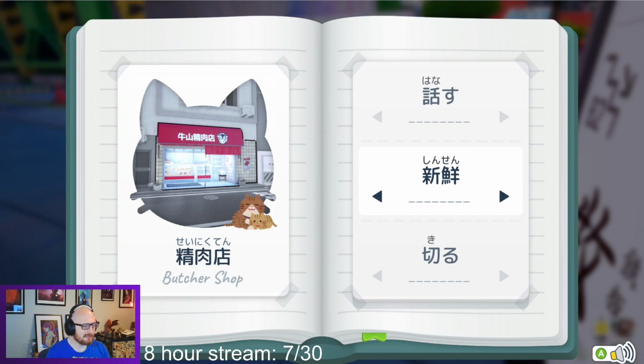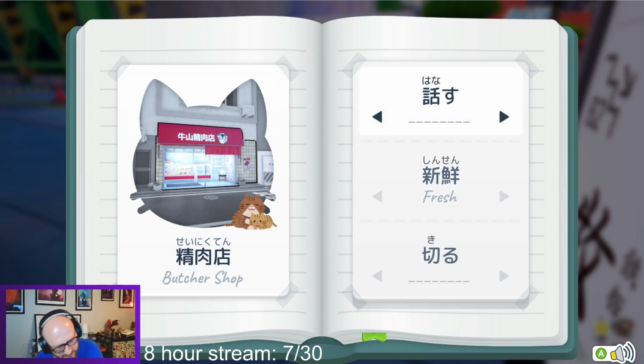It's shinsen. And kiru. So we have two verbs here, hanasu and kiru, and we also have shinsen, which you can use as an adjective to describe something, maybe even niku, meat. Shinsen na niku would be fresh meat. So let's go ahead and get fresh on there.